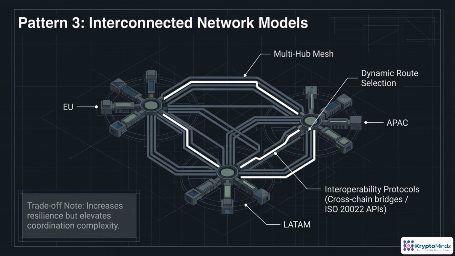Interconnected network models emerge when multiple regional hubs all talk to each other, instead of everything flowing through a single center. In cross-border payments, that means EU, APAC, LATAM, and other regions can clear directly or via several hubs, with routes chosen dynamically based on price, liquidity, or risk. To make this work, you rely on interoperability protocols, cross-chain bridges, standard APIs, and ISO 20022 messaging. The payoff is resilience and better routing options. The trade-off is more coordination, governance, and monitoring across many interconnected participants.